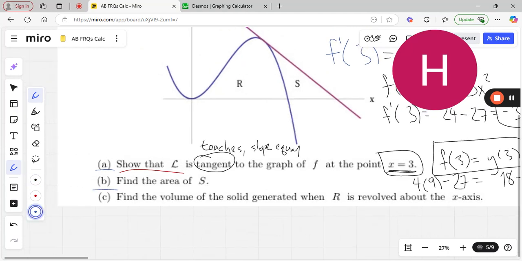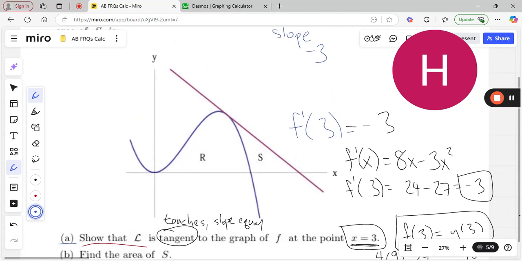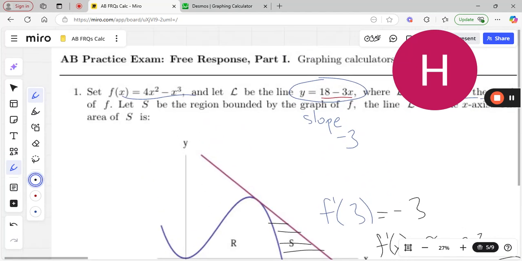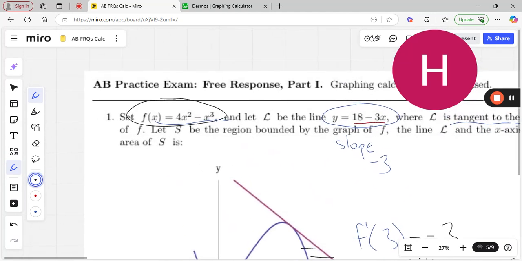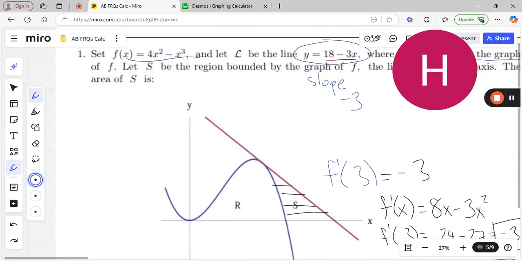Okay, now part B, it has us find that area of S. Interesting. Now the problem with what I mentioned earlier of trying to do this dy is that I can't easily take the inverse of that, 4x squared minus x cubed. So I don't think I'm going to want to get a function x equals g of y, which equals f inverse of x. So we probably don't want to develop an inverse to integrate that.